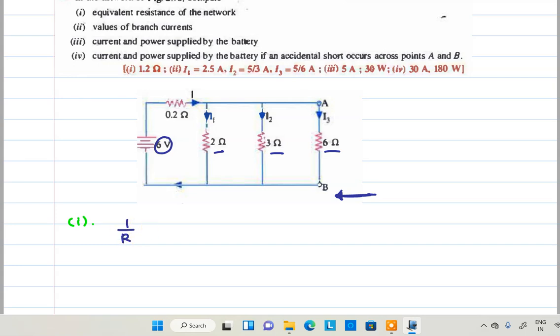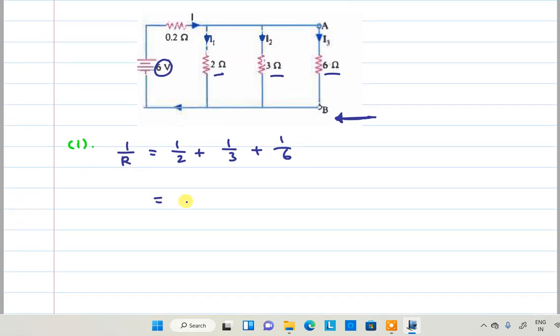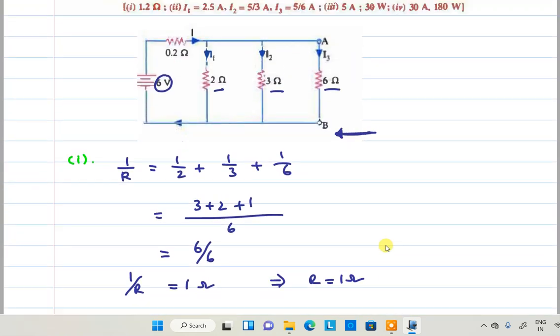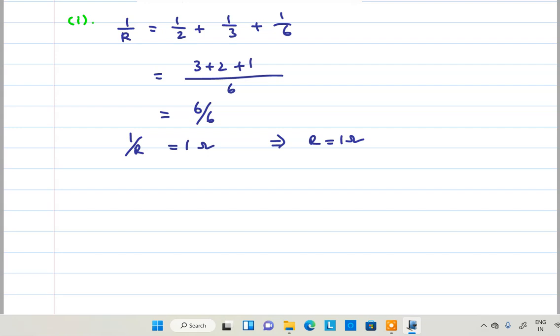1 by R is equal to 1 by 2 plus 1 by 3 plus 1 by 6. Let me take LCM as 6, right? 3 plus 2 plus 1, that is equal to 6 by 6, that is equal to 1 ohm. 1 by R is equal to 1 ohm. R is also 1 ohm only. So you got R value of 1 ohm. That means the 3 resistors are replaced by, I will draw the diagram here, 1 ohm equivalent resistance.